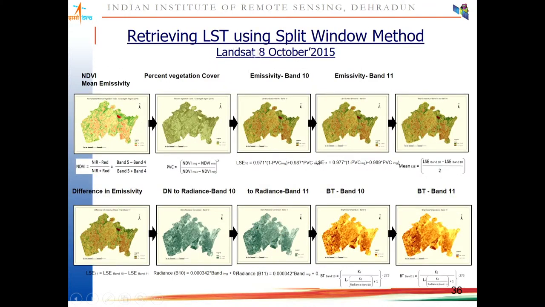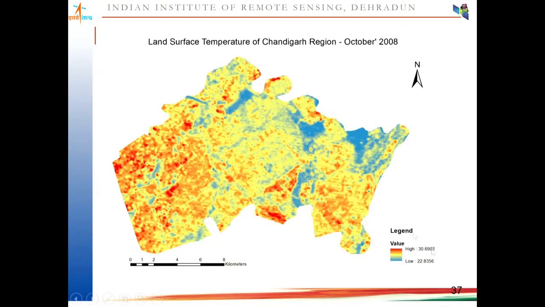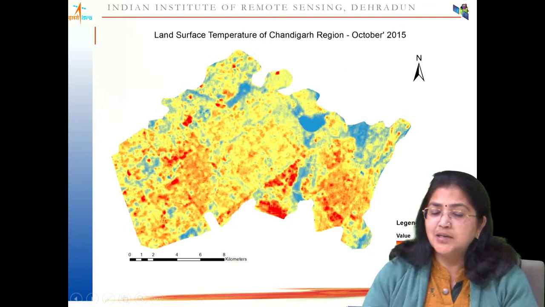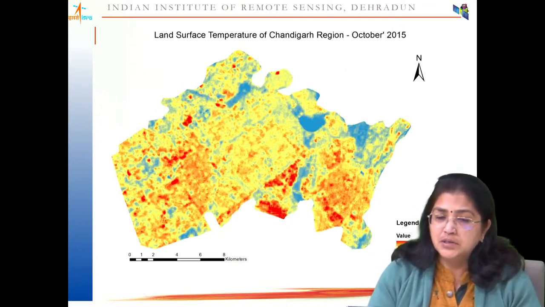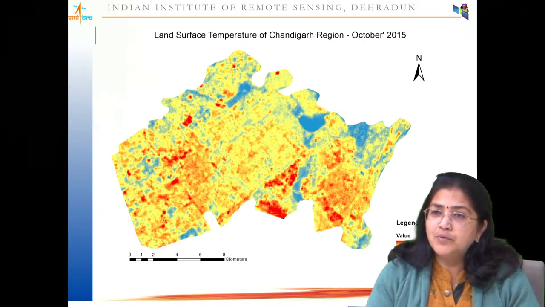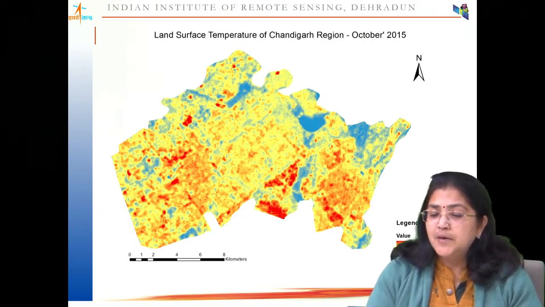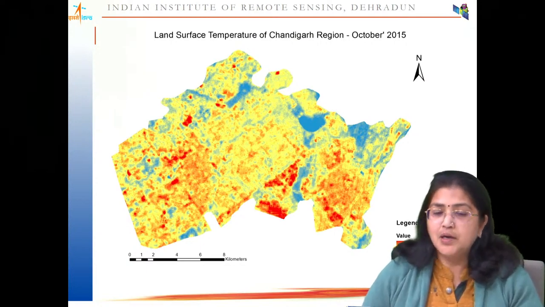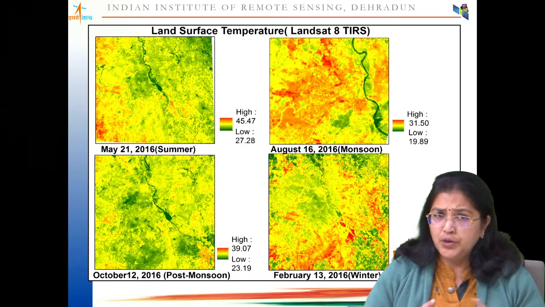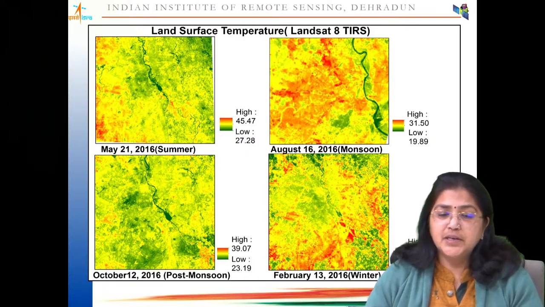Similarly, this is using Landsat 8 October 2015, a split window method has been used, and this land surface temperature generated. So you can see that land surface 37.73. One thing you can observe in this region is that in both the data sets, the higher temperature is increasing and the lower temperature is going a little bit down. So your range of temperature is increasing.